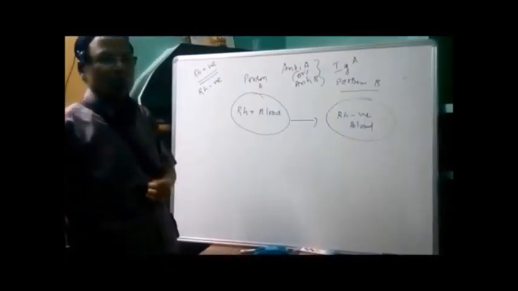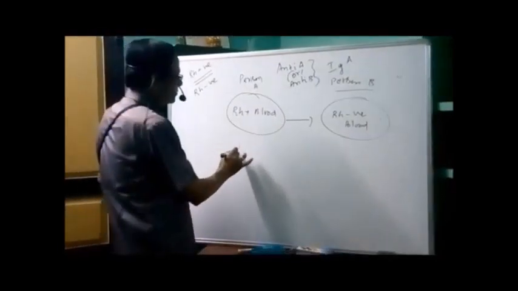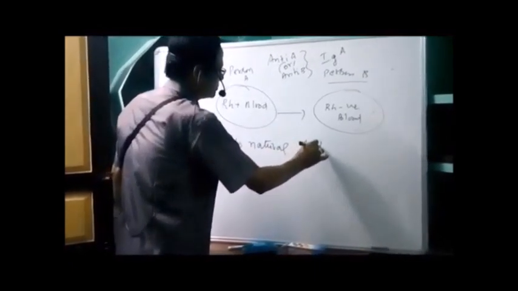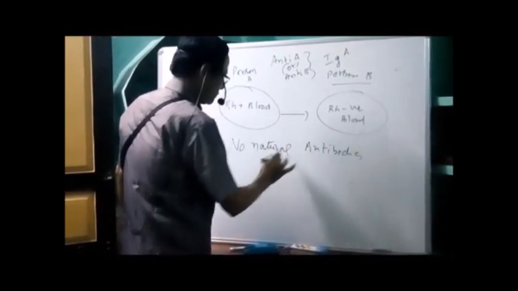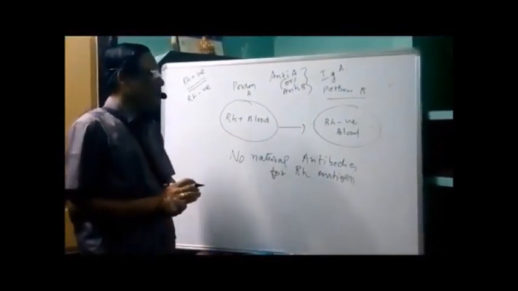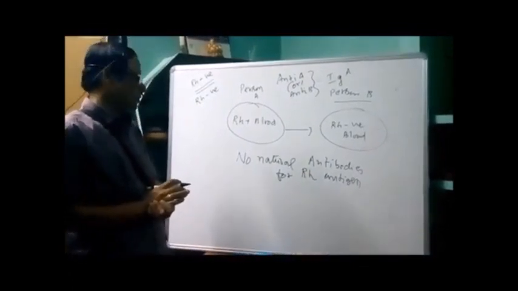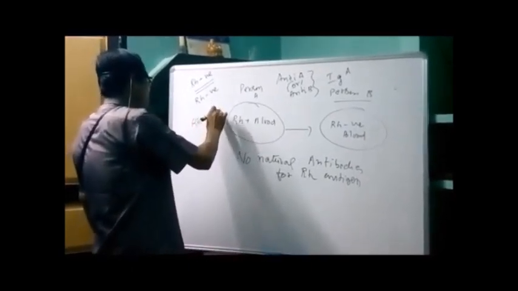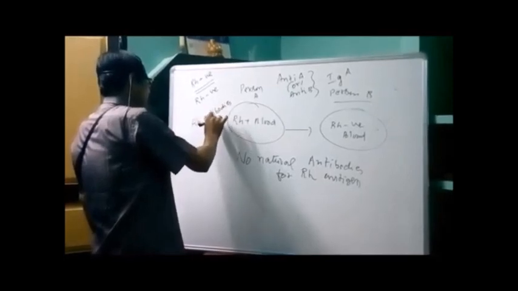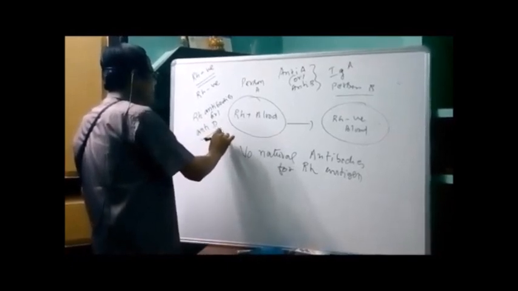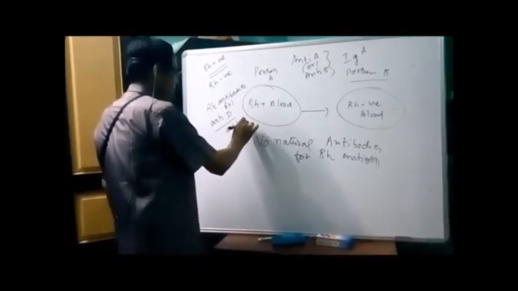But for RH factor, there are no natural antibodies. No natural antibodies against RH antigen. But we can stimulate the formation of RH antibodies, or anti-D antibodies. The RH antibodies are otherwise called anti-D antibodies, because they work against antigen D, just like anti-A and anti-B.